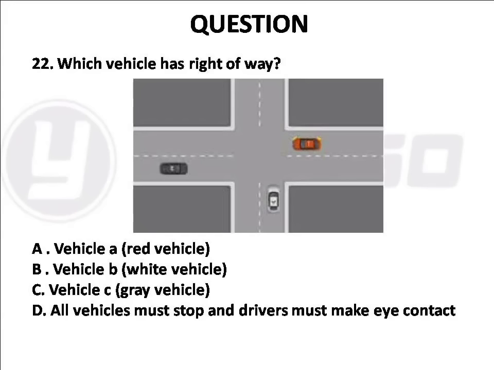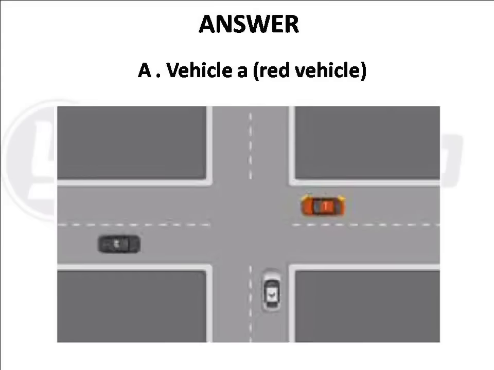Question number 22. Which vehicle has right of way? Options are A. Vehicle A, red vehicle. B. Vehicle B, white vehicle. C. Vehicle C, gray vehicle. D. All vehicles must stop and drivers must make eye contact. Answer is option A. Vehicle A, red vehicle.